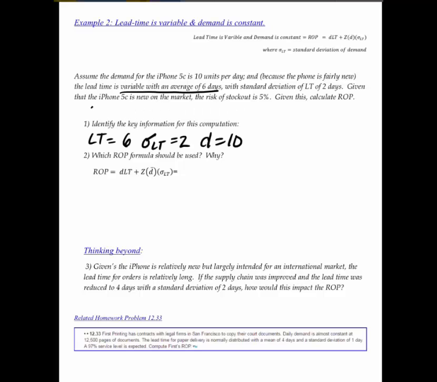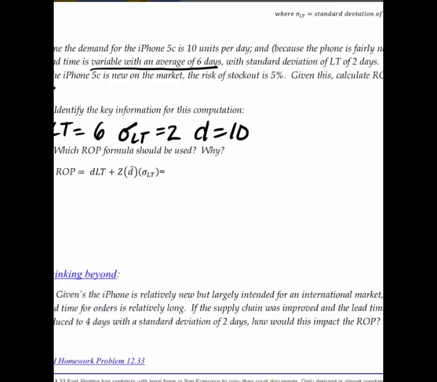So for this problem, the ROP formula is similar to the other one, but slightly different because we've got variable lead time and constant demand. But still, ROP will equal our daily demand, which we know is 10, times our lead time, plus our Z value. I'm just going to leave it as Z, and we'll come back to that in a second. Times our average daily demand, which is 10, multiplied by the standard deviation of lead time, which we know is 2.